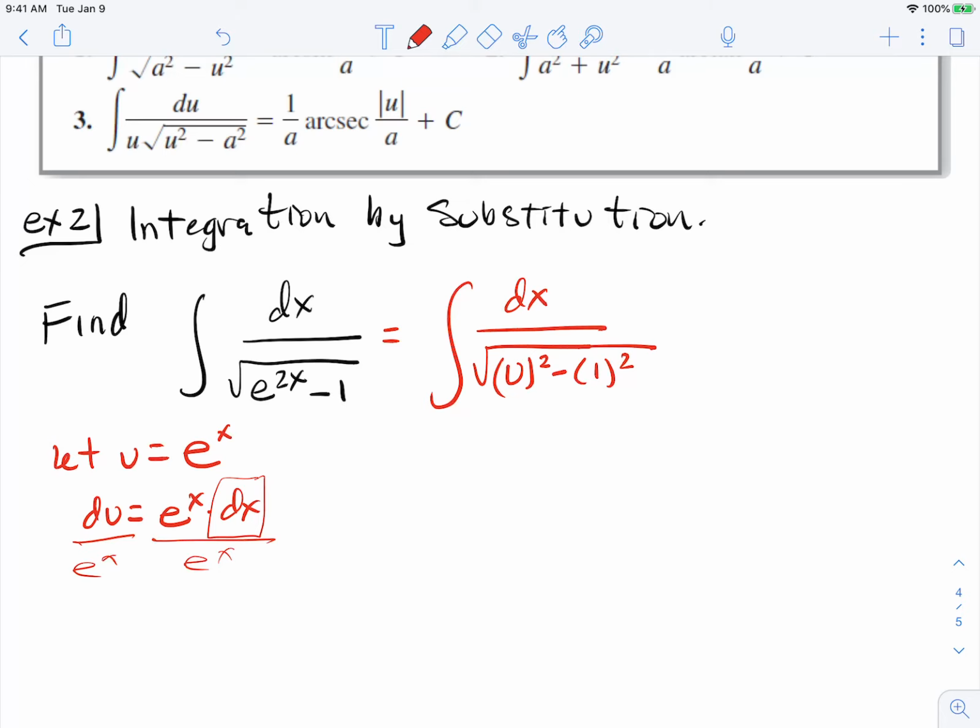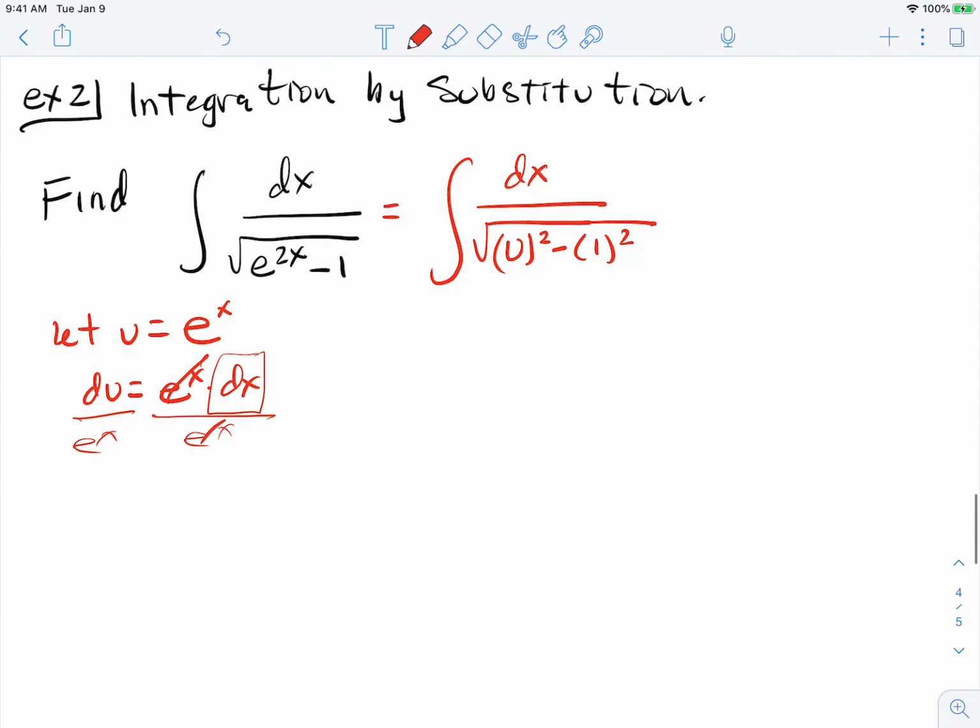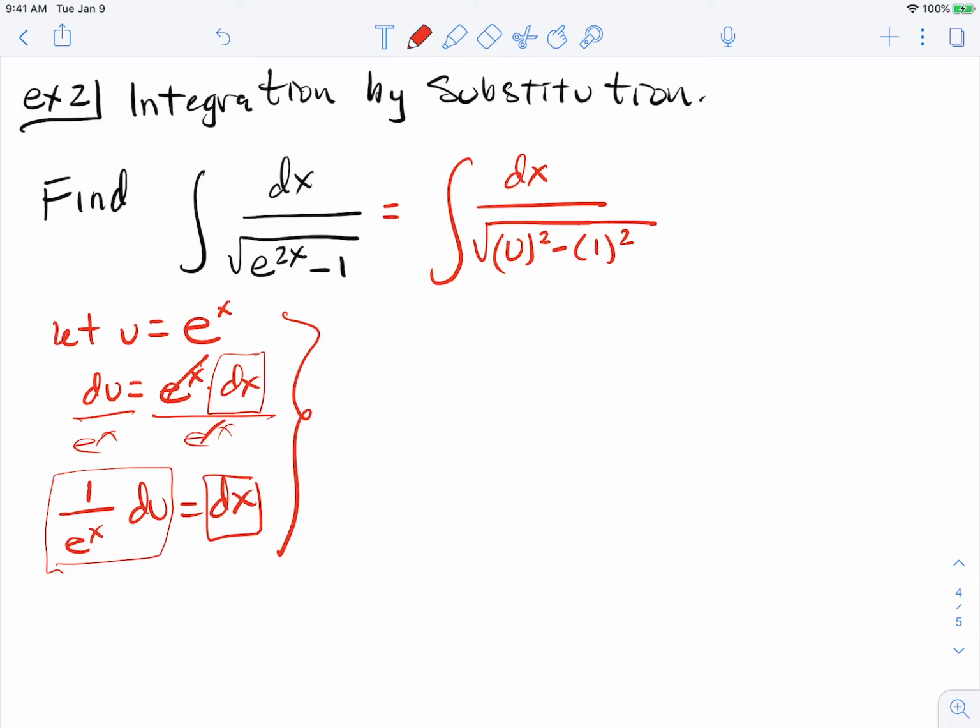And that might be kind of a scary thing to do, because then you look over here and you have this 1 over e to the x du equaling dx. And I thought we were supposed to get the u's by themselves. But there's something kind of cool that's going to happen here. So watch. I'm going to replace dx with 1 over e to the x du. And I'm going to do it in the following way. I'm going to write 1 over e to the x, and then I'll put the du, and then I have my u squared minus 1 squared.